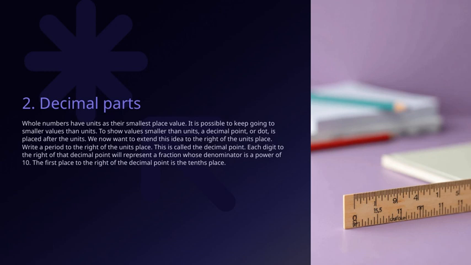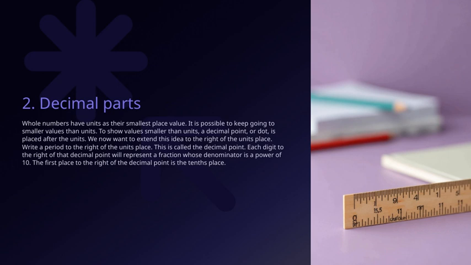Let's talk about decimal parts. When we work with whole numbers, the smallest unit we usually think about is the units place. But did you know we can go even smaller? To represent values smaller than 1, we use a decimal point, which looks like a dot, placed after the units. This decimal point is key because it signals that we're now talking about parts of a whole.